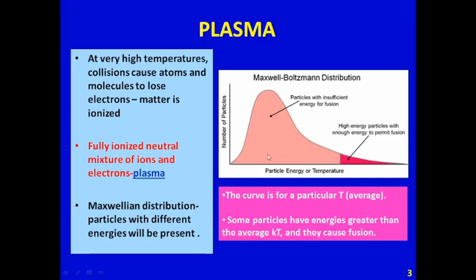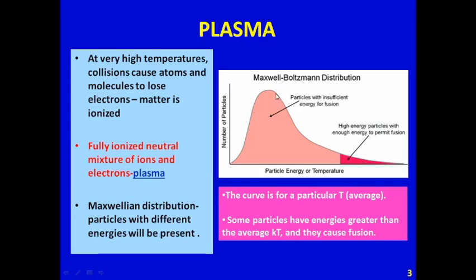If you look at the left side of this figure, here you have a huge number of particles. On the y-axis you have the number of particles, and on the x-axis you have the particle energy or temperature. When the energy is less, at this area of the curve, you have more particles. So less energy particles are more and high energy particles are less. The curve is like this. This curve is for a particular average temperature.